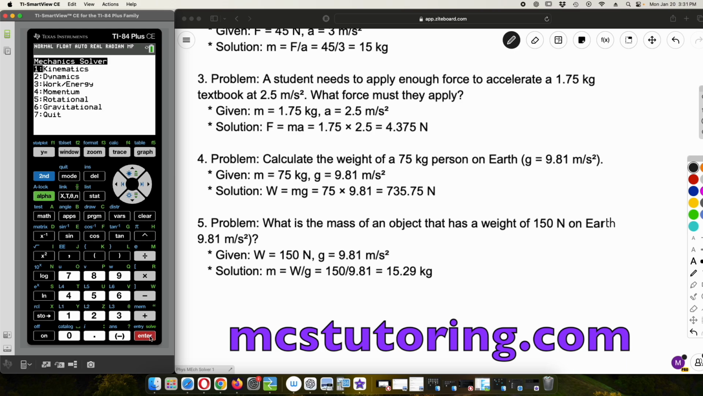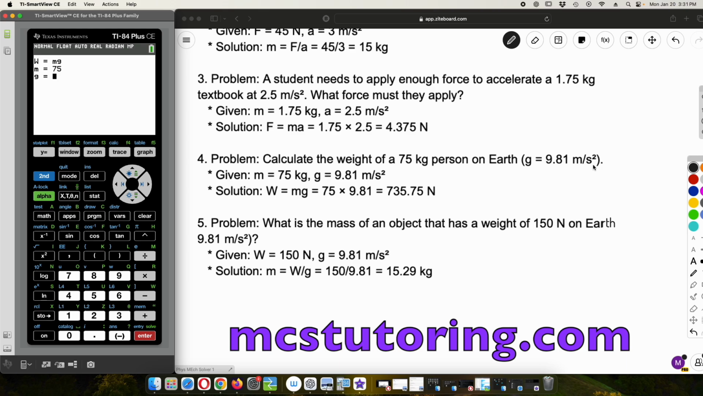Fantastic. Okay. In this case, we want to calculate the weight of a 75 kilogram person on Earth. So that's more dynamics, and that's actually going to be option 2 for weight. Given that we're trying to solve for the weight, that's W, so that's option 1. And the mass is 75 kilograms.